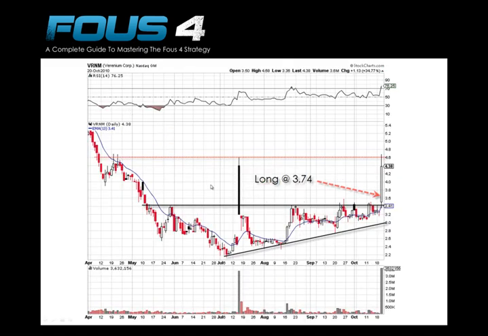Here's VRNM. This is a Foos revival pattern. As you can see here, the lead-in trend is bearish. Kind of got this weird spike in price action where it gapped up and then took a big tumble afterwards. But after that, it formed another three-phase triangle formation.